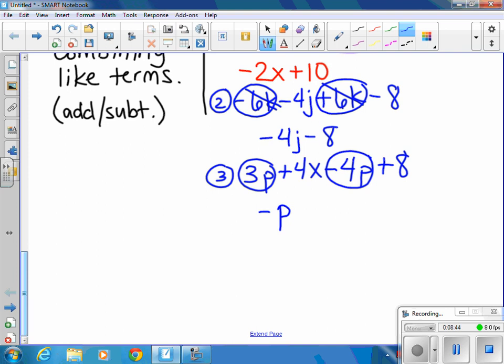Then comes the x, which nobody joins, so just bring it straight down, positive 4x, and then nobody goes with the plus 8, so put the plus 8 in the back.